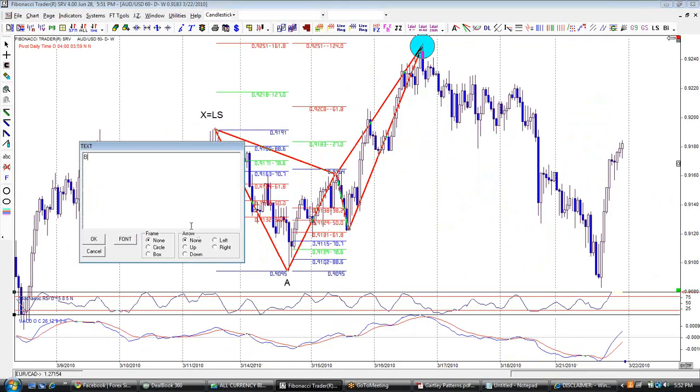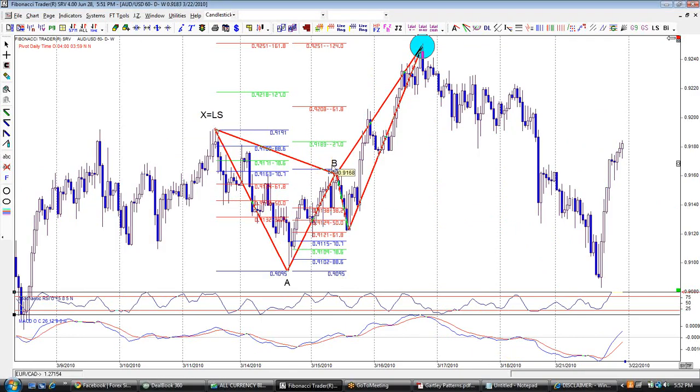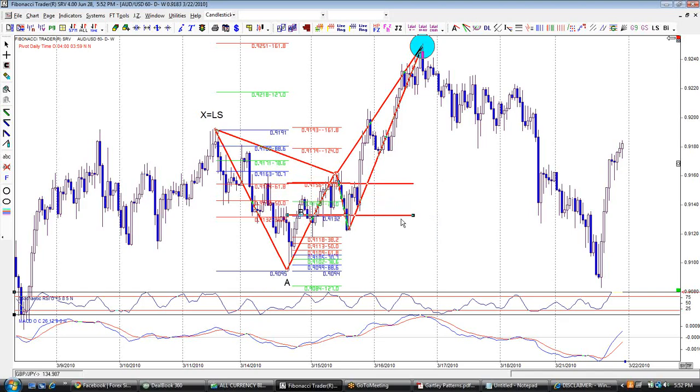Now, here the question was about the B. Where is the B supposed to be formed? Best is when B is formed between 618 and 382, and I'm talking about the main swing, XA. So in between those two levels. Now this is by the book. B needs to be in that range. Well, as long as we have the convergence, we have the pattern.